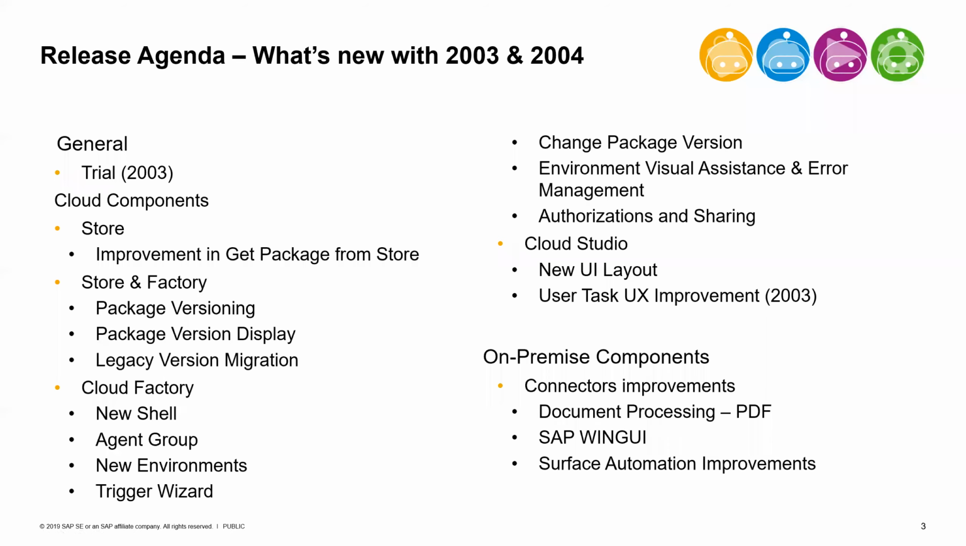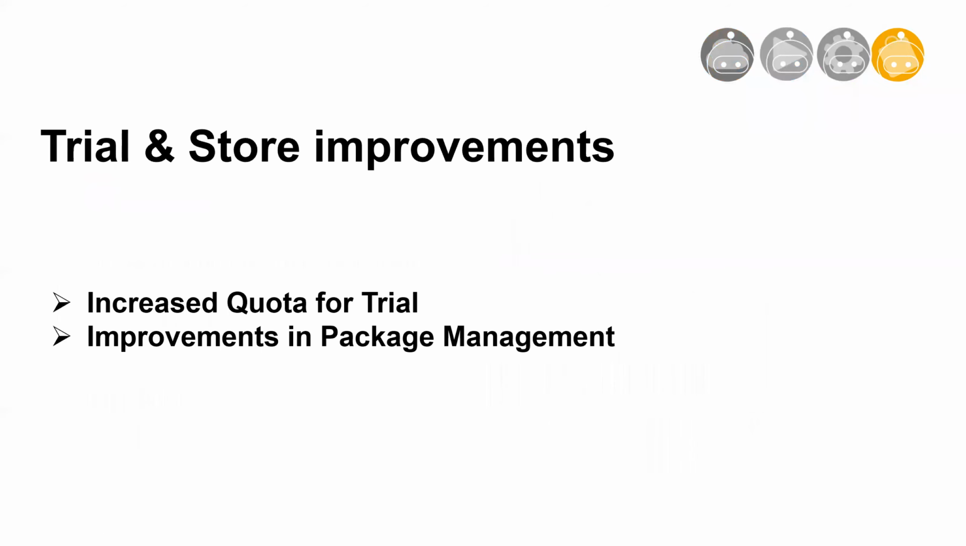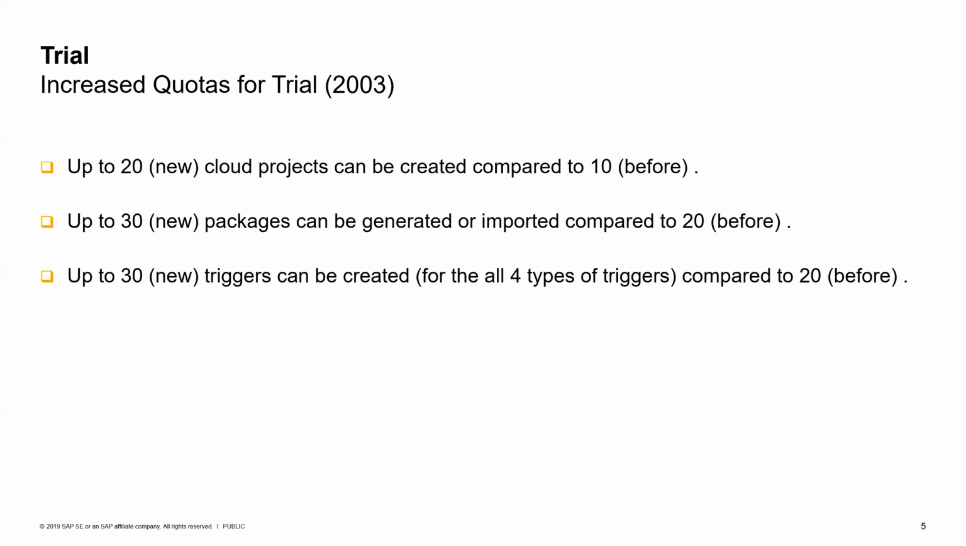So without any delay, let me go to the first cluster, trial and store improvements. This was released in 2003. Wherever you see 2003 in the background, that means that this feature was part of the 2003 release already, just to make sure that some topics are from 2003, some are from 2004.